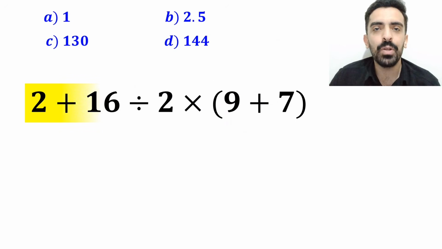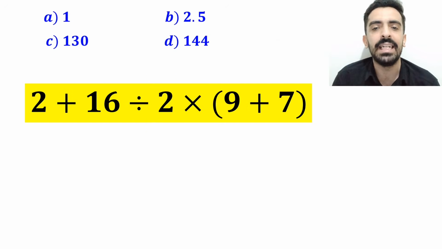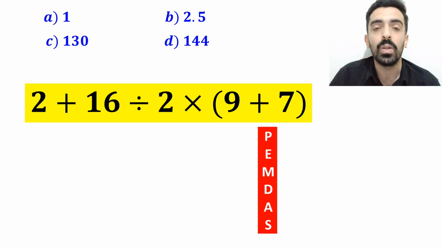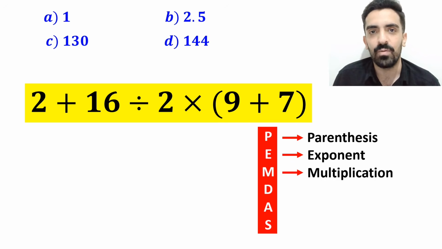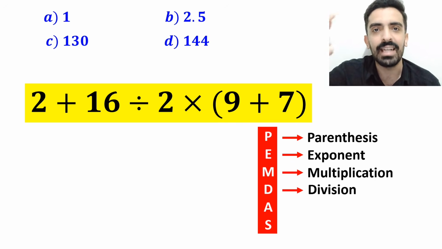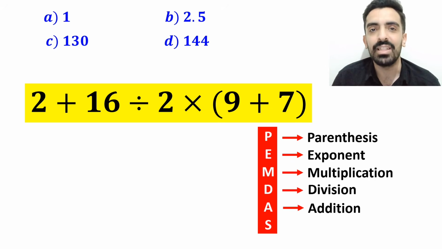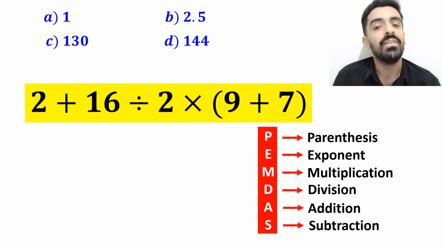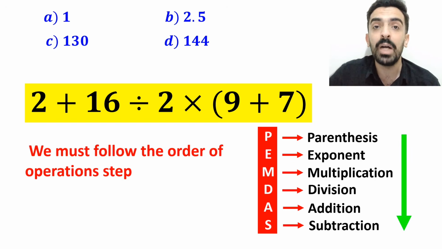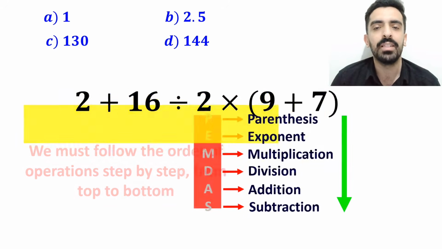Alright, now let me show you how to solve this expression properly. To solve this question, we must follow the PEMDAS rule. In this rule, P stands for parentheses, E stands for exponent, M stands for multiplication, D stands for division, A stands for addition, and S stands for subtraction. We must follow the order of operations step by step from top to bottom.